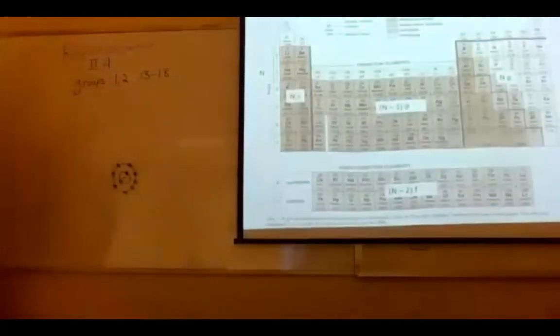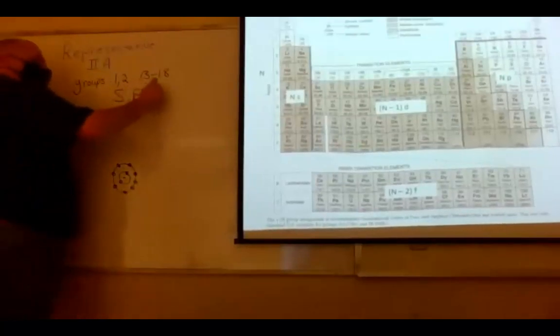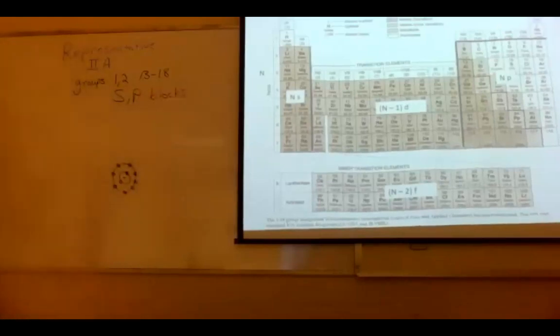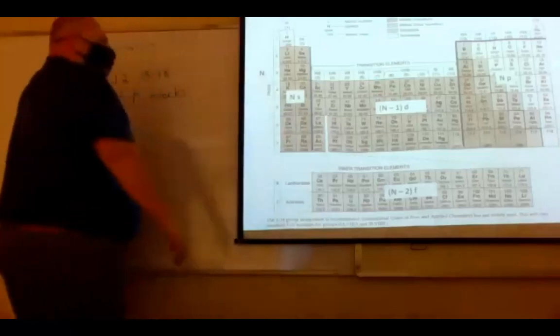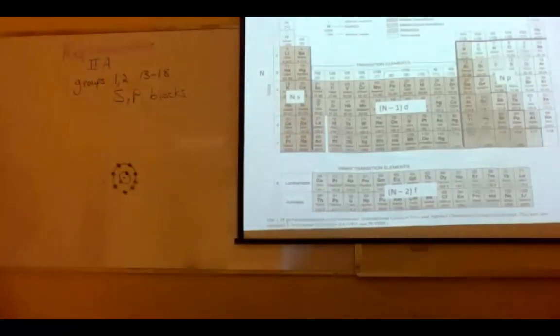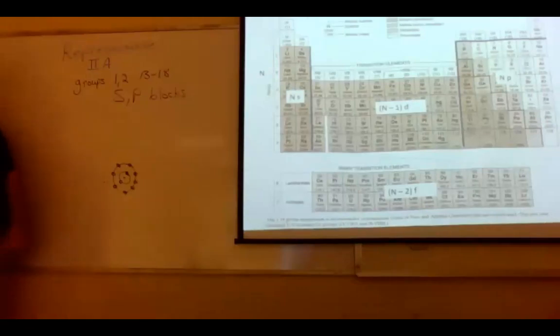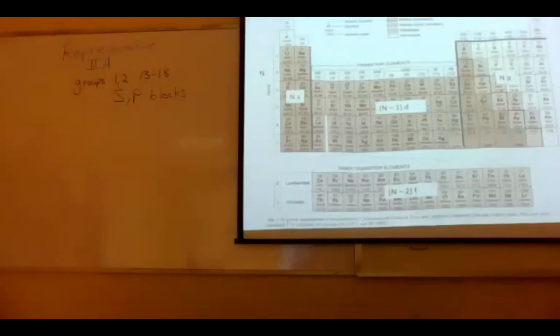In other words, since we've done electron configurations, we've got the S and the P blocks. When we're dealing with the D's and the F's, in other words, the transition elements, the octet rule doesn't really work very well. They do some craziness. S and the P.